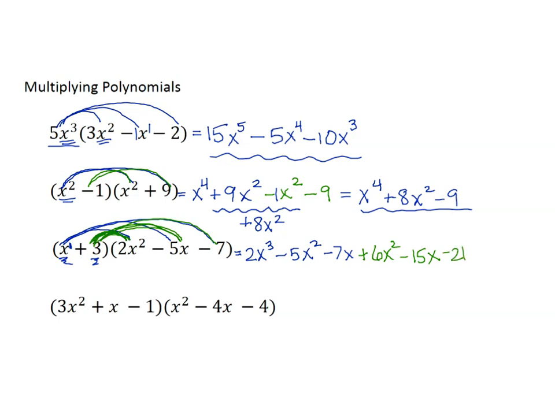And just like with the previous problem, I'm not done because I've got some simplifying to do. I have a negative 5x squared and a positive 6x squared. And then I've got a negative 7x and a negative 15x. So I only have one x cubed term, so I'm going to write that one down. That would be 2x cubed, right? Now I'm going to combine my like terms, my x squared terms. I've got a negative 5x squared. That needs to be combined with a positive 6x squared, and that will give me positive 1.